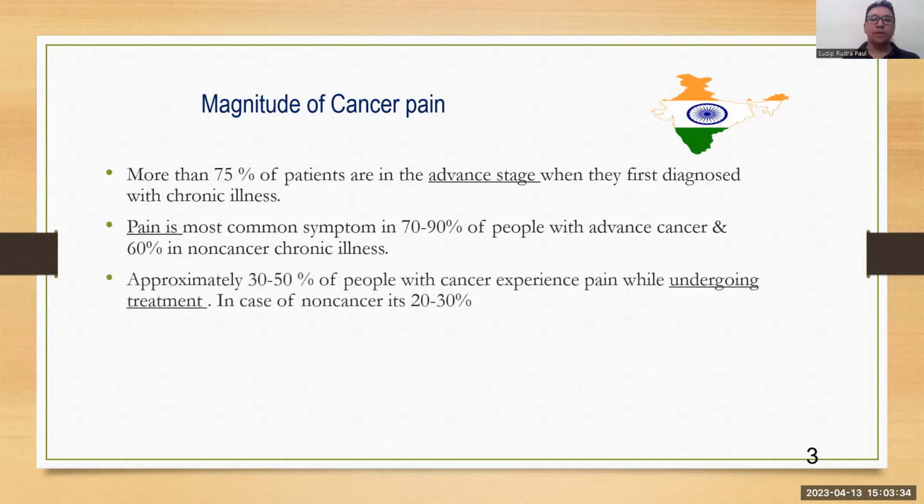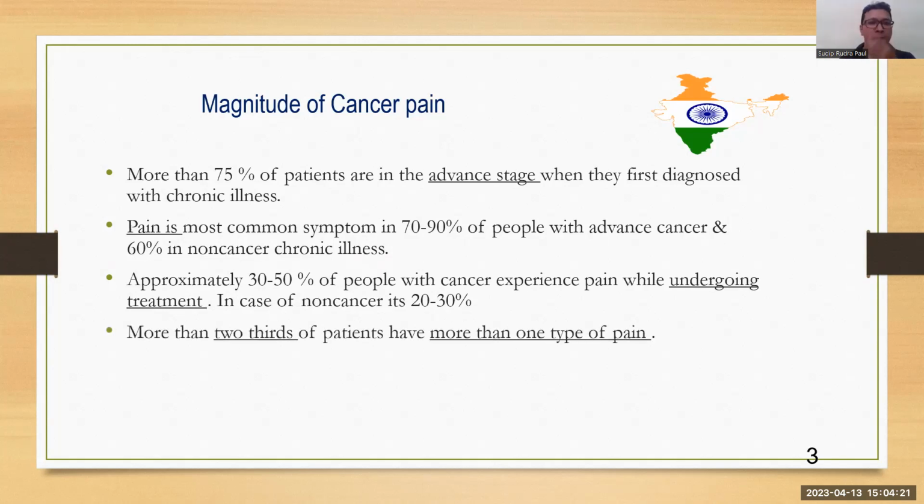Approximately 30 to 50% of people with cancer experience pain while undergoing treatment, because cancer patients have to undergo different painful procedures like chemotherapy. Followed by chemotherapy, there is chemotherapy induced neuropathy and they feel pain. For treatment they also have to undergo bone marrow biopsy and so on. So 30 to 50% of people with cancer experience pain during treatment. In non-cancer patients, 20 to 30% feel pain when they are undergoing treatment. We'll know more as we go through the other slides as well.